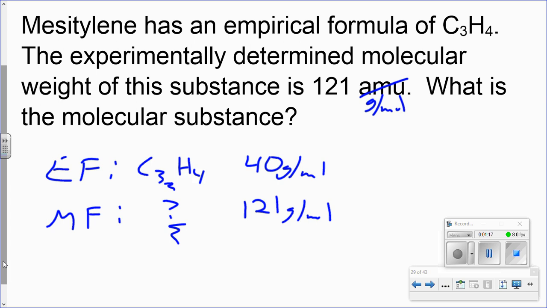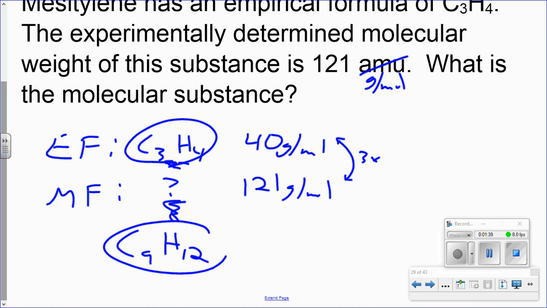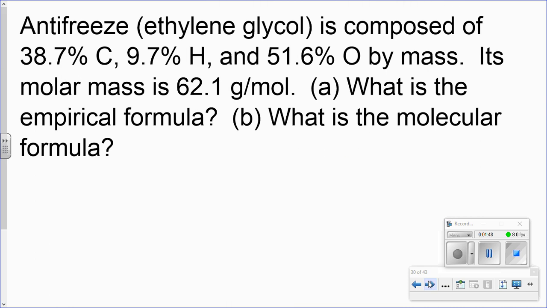Now I notice if I analyze this, I see that 121 is 3 times bigger than 40. So since there's a 3x factor, and there's 3 times the mass of this stuff versus this stuff, then there should be 3 times the particles of this. So it's not C3H4, it's C9H12. Done. So I just tripled this. 3 times 3 is 9, 4 times 3 is 12.